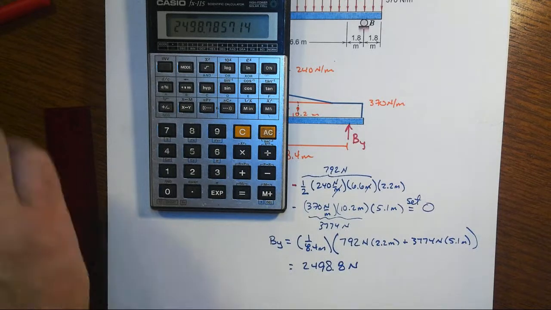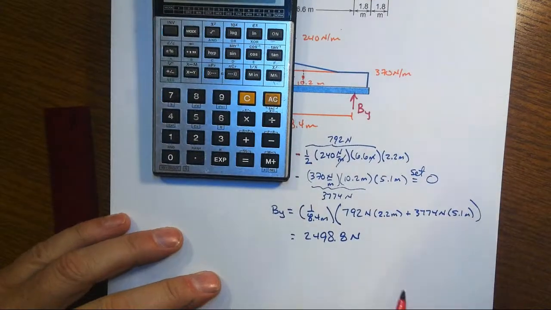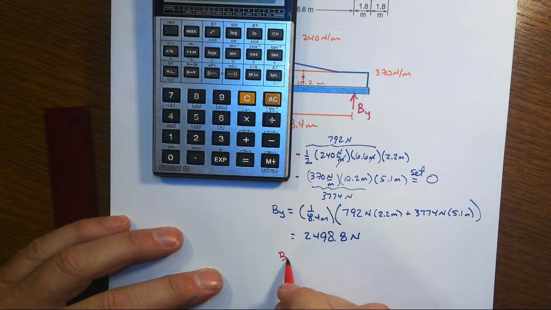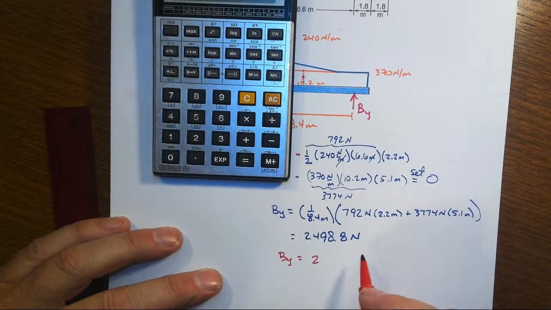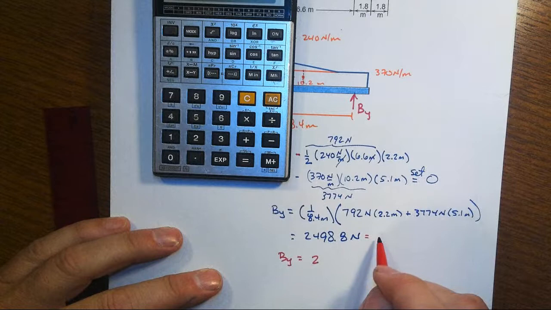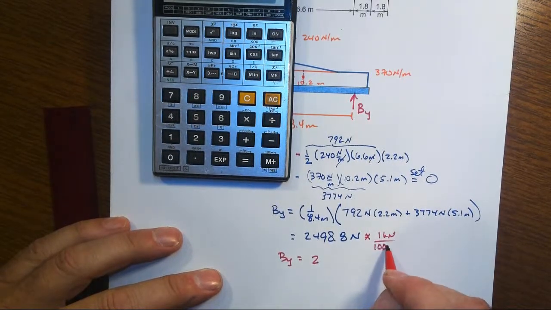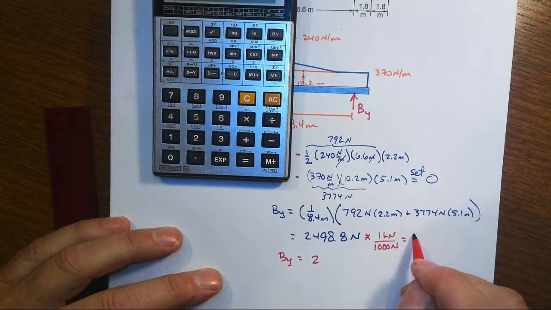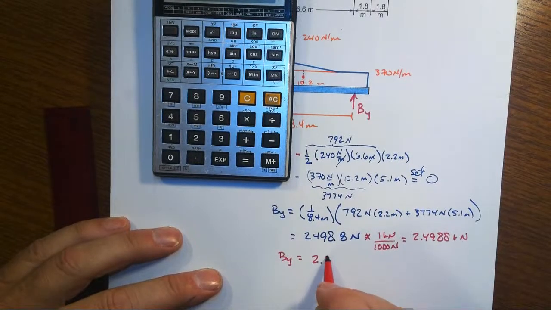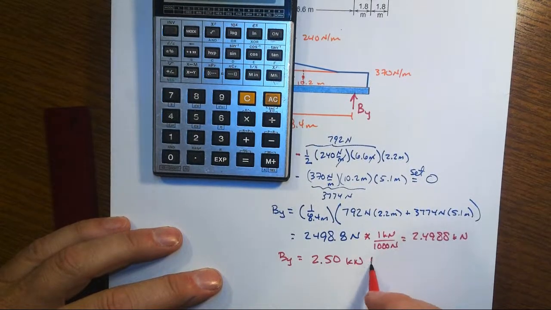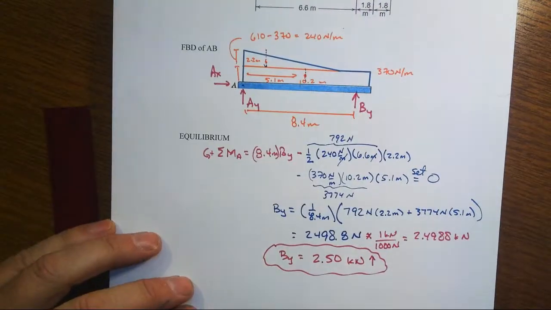And of course you know that that's way too many digits. It doesn't start with a 1, so we're going to end up with 3 digits here. So By would equal, this would round up to, effectively, let's convert this over here. This is times 1 kilonewton per 1,000 newtons. So that would be 2.4988 kilonewtons. And now rounded to the appropriate 3 digits, we get an answer that says that By is 2.5 kilonewtons acting up.